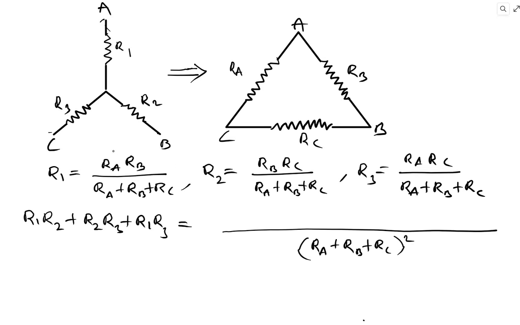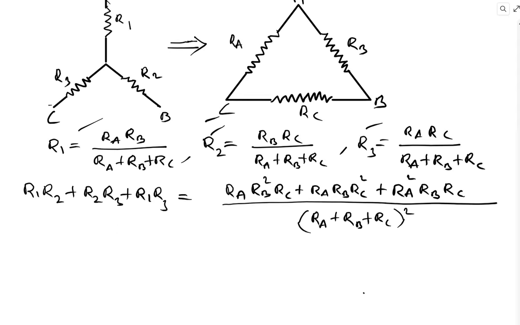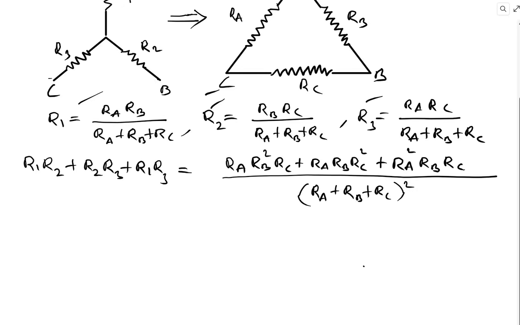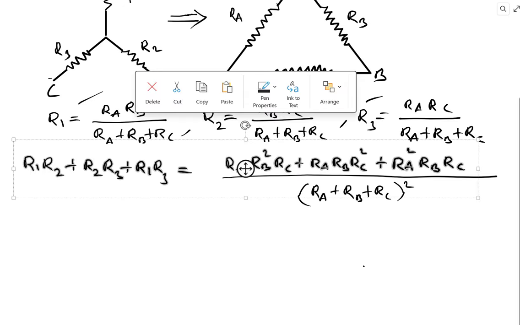So first, if you multiply these two, the RB term is coming twice, so we get RB squared. The remaining is as it is: RA RB squared RC. When you multiply R2 and R3, RC is there twice, so it becomes squared: RA RB RC squared. Plus, when you multiply R1 and R3, RA is coming twice, so RA squared RB RC. Now look at what we can take common among the three terms: in all these terms we have RA RB RC.